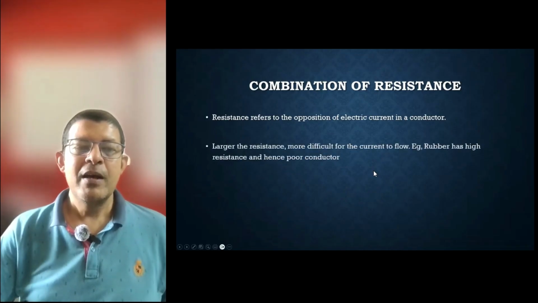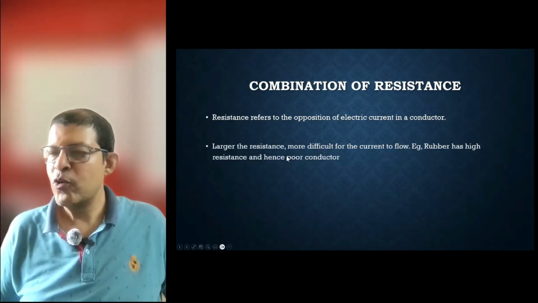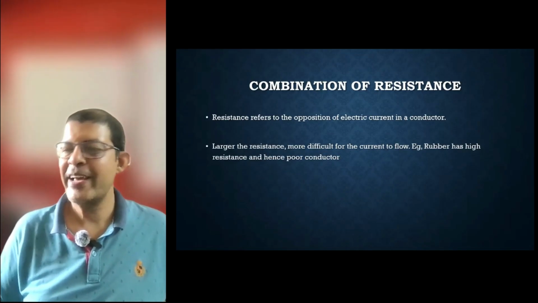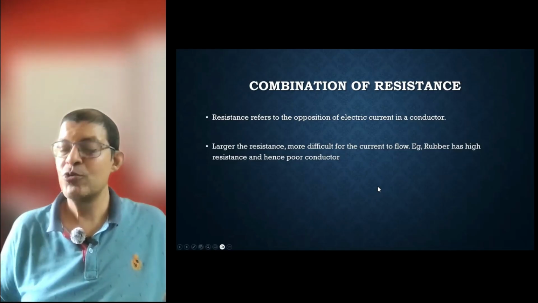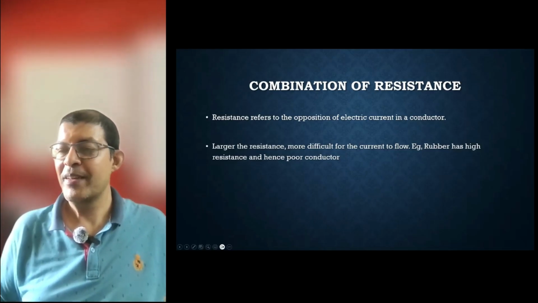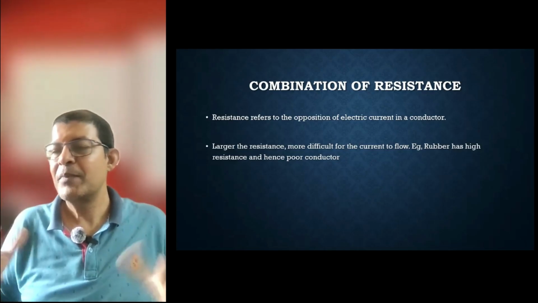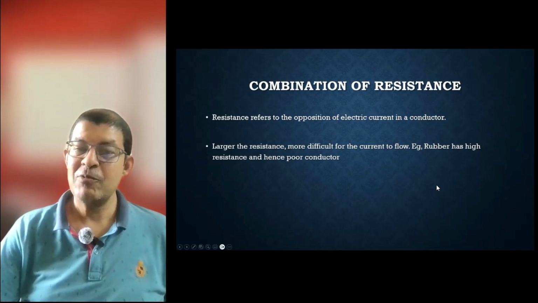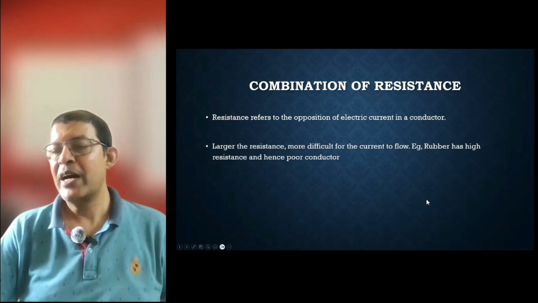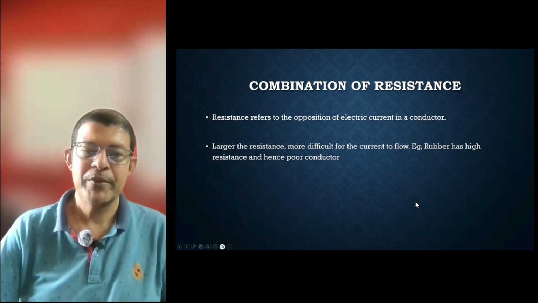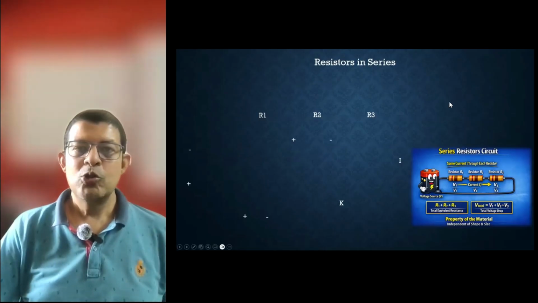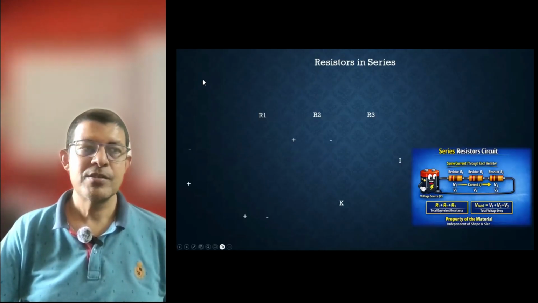Larger the resistance, more difficult for the current to flow. That means rubber has high resistance and hence is a poor conductor. If you use resistors in series or parallel, that will also give you an equivalent resistance. And we'll see in which case the resistance becomes high and in which case it becomes low. Okay. So here we have a series resistor. We're going to study the series combination of resistors first.